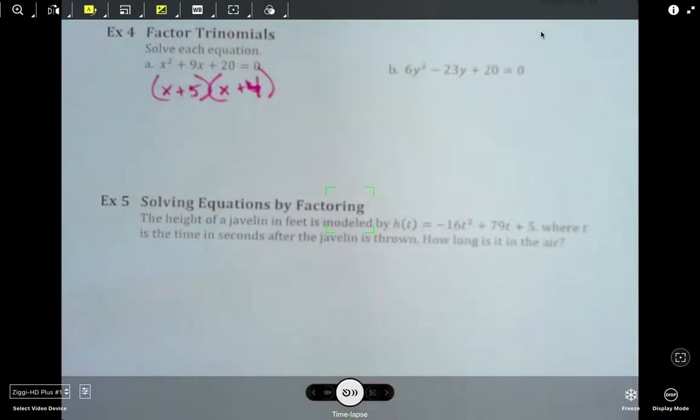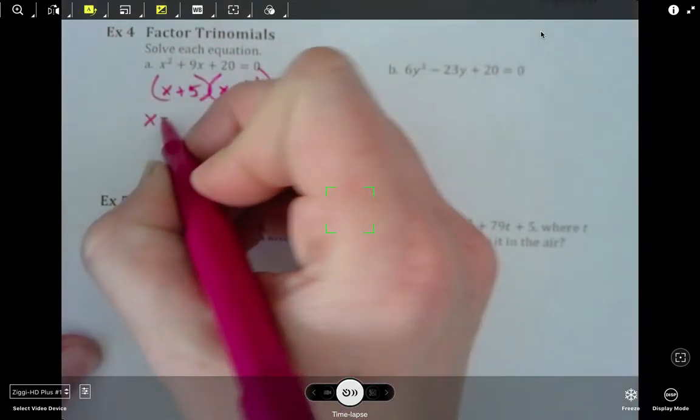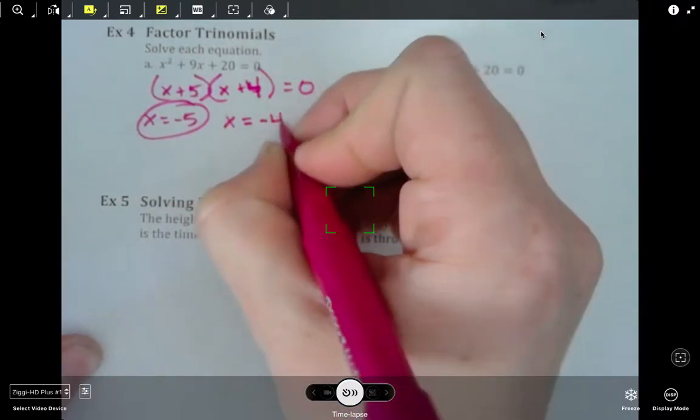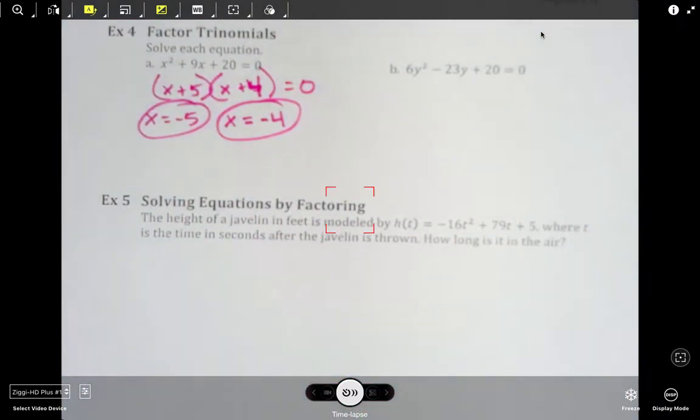Whoop, 4. X plus 5, x plus 4. Okay? Now, if you set those equal to 0, if you say x plus 5 equals 0, what's x equal? Negative 5. And x plus 4 equals 0, so x equals negative 4, like that. And you're done. Those are nice. We like those. Those are easier.